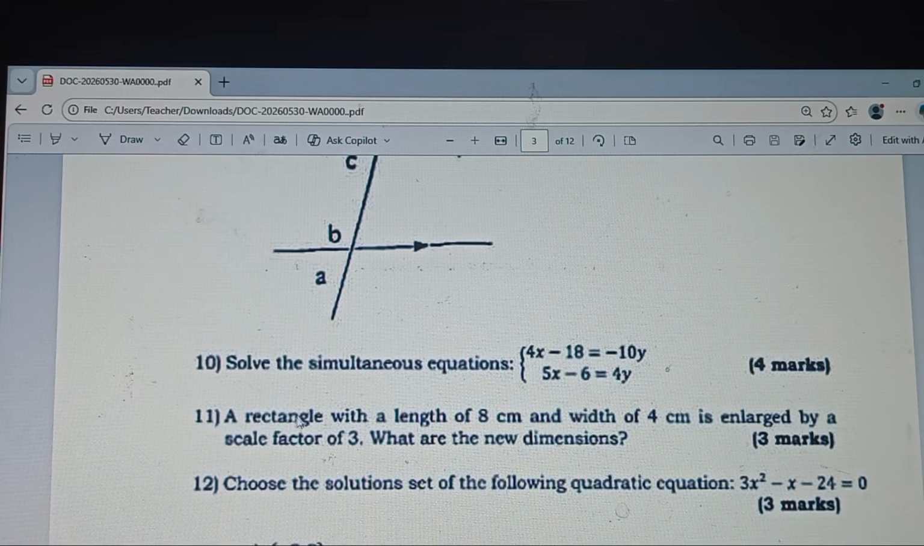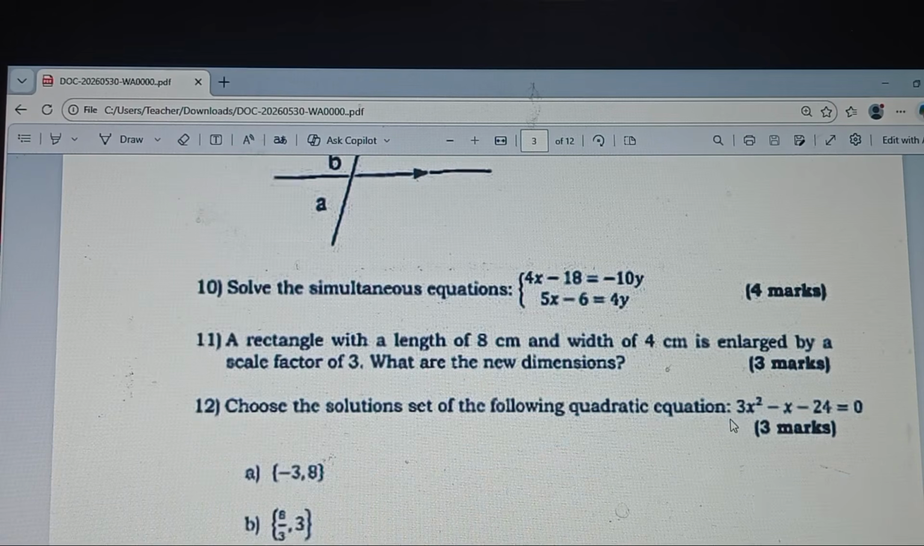Yes. Question number 11. We have a rectangle with length 8 centimeters and width 4 centimeters, enlarged by a scale factor of 3. What are the new dimensions? Also, I will show you in the marking guide.